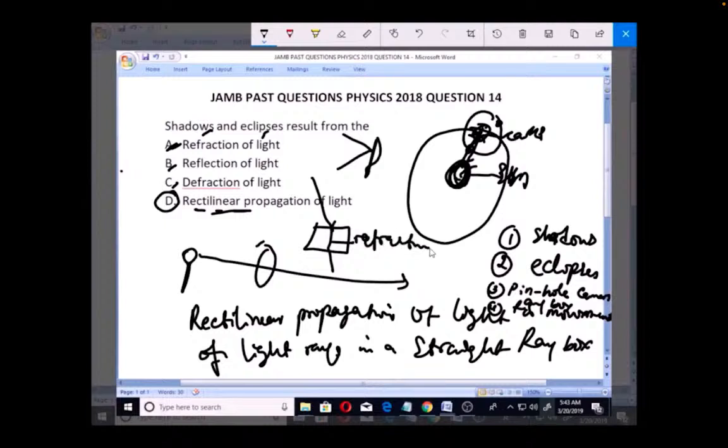All these are different motions of light. This is reflection. So these are different motions of light. But the movement of light that is responsible for shadows, eclipses, the pinhole camera effect, and the ray box effect is the movement of light in a straight line, which is also known as rectilinear propagation of light.